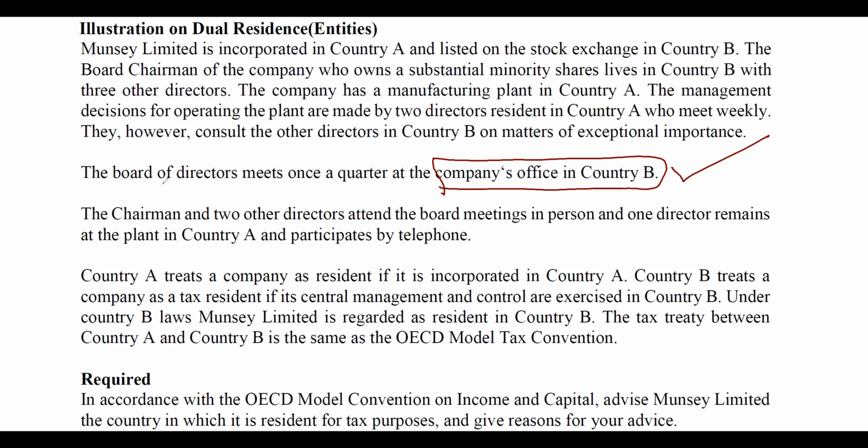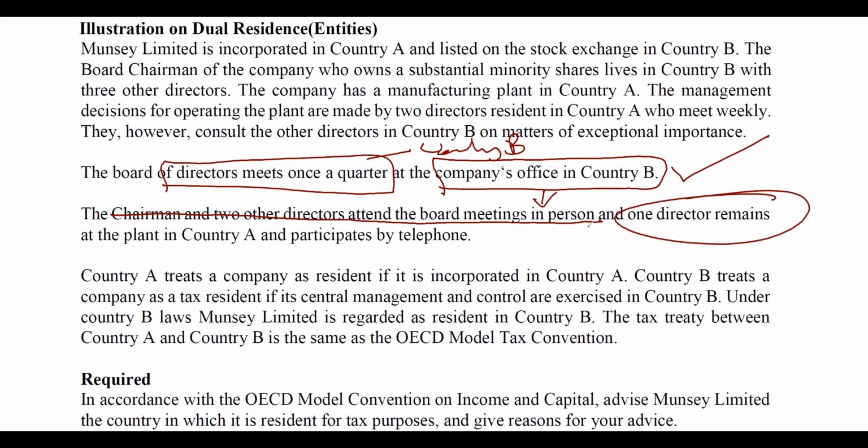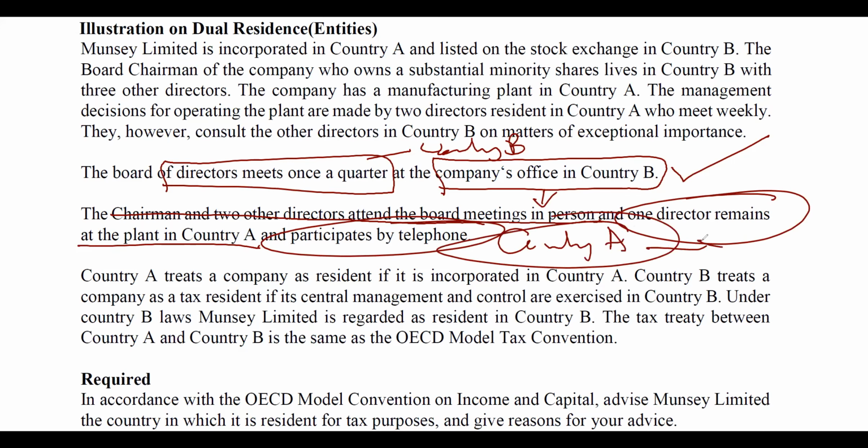Where do directors meet? Directors meet once a quarter in country B, not so? The chairman and other directors attend the board meeting in person because they are all in country B. But one director remains in country A who participates by telephone. This alone has given country A another point. That means the meetings to some extent have an inside, right? If he's not participating, there was a different issue. But we had somebody from A participating still. True or false?